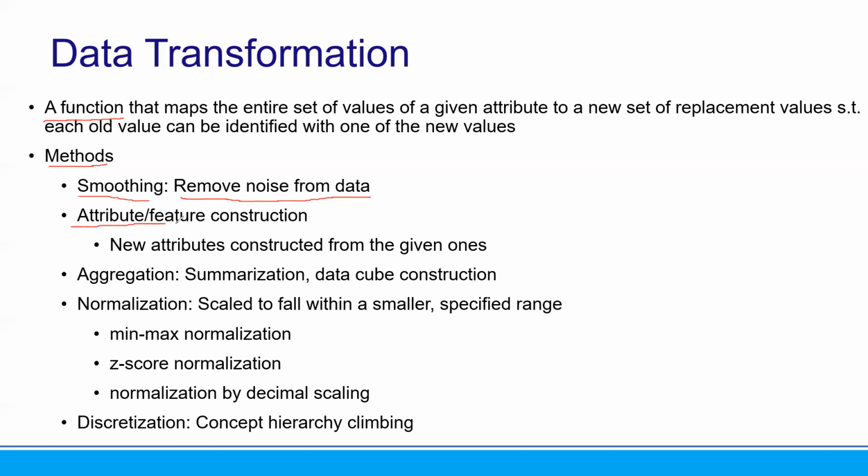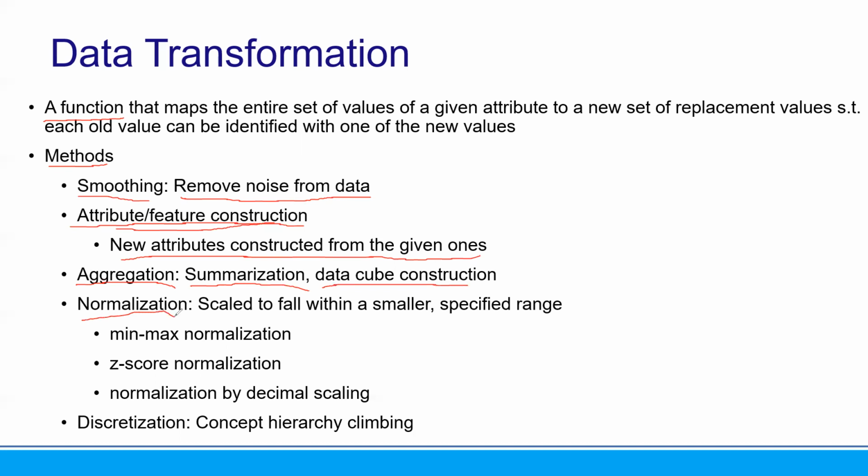And we have attribute or feature construction. When we want to construct something new, we learned in the data reduction strategy. In one of the data reduction strategies, we have attribute or feature construction, so we can create new attributes constructed from the given ones. This is also one of the data transformations. Aggregation: we can make a summary, or we can create the data cube. We also call this data transformation.